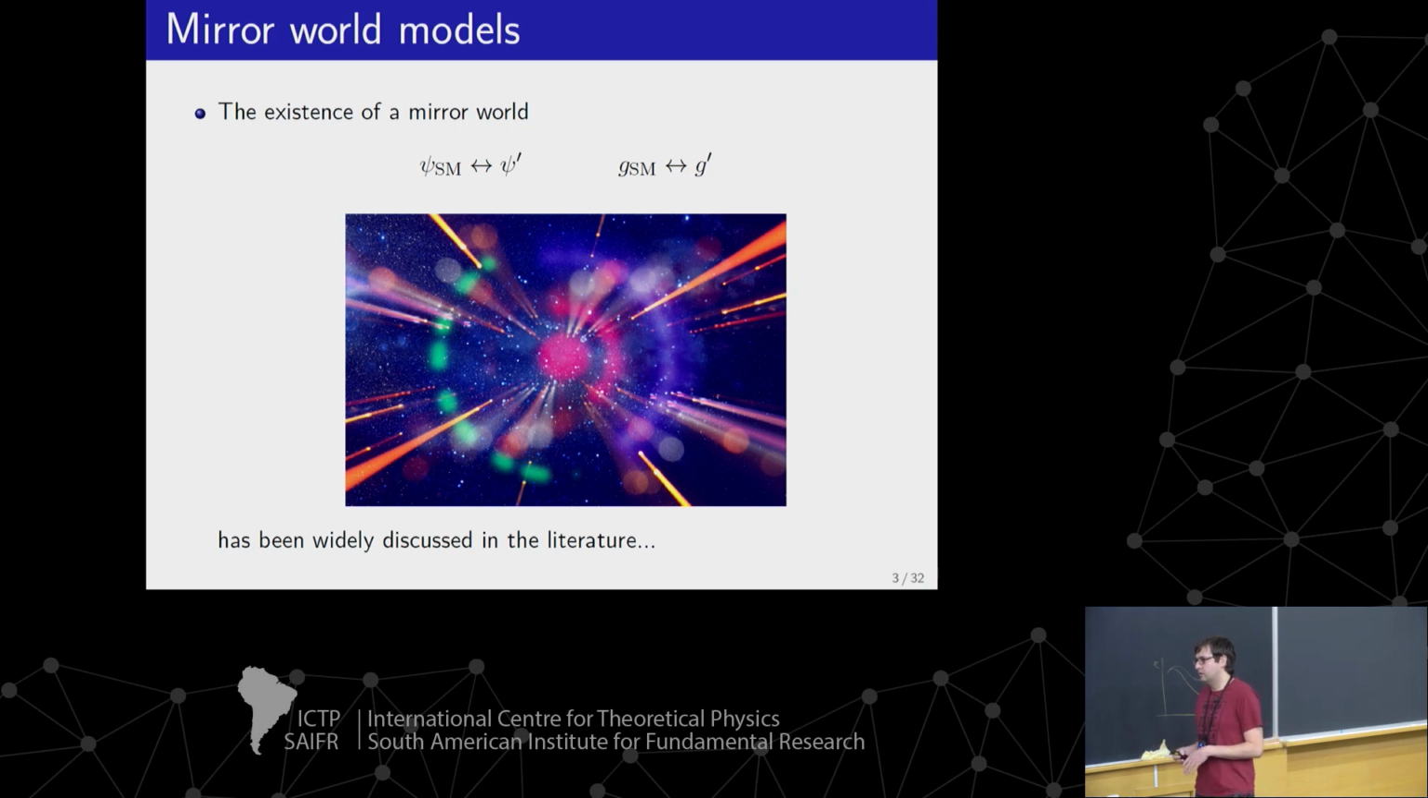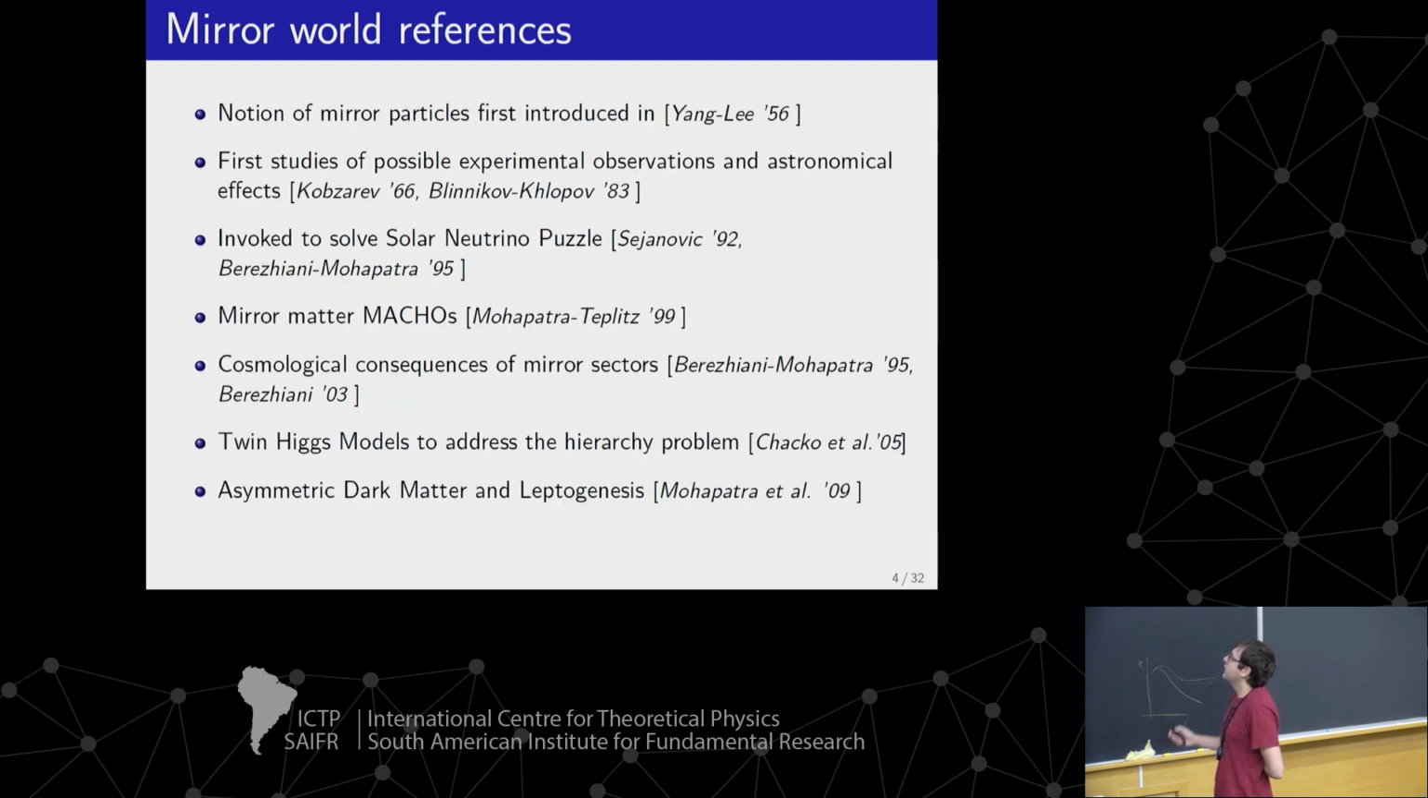Sometimes people think of having the whole sector, sometimes only a part, so it's really model dependent. But you do want anomaly cancellation in the mirror sector. So you should have a minimal content. For example, one generation. Think about twin Higgs, and then they have this fraternal twin Higgs where they have only the third generation mirror quarks, the third generation mirror fermions. So this has been widely discussed in the literature.